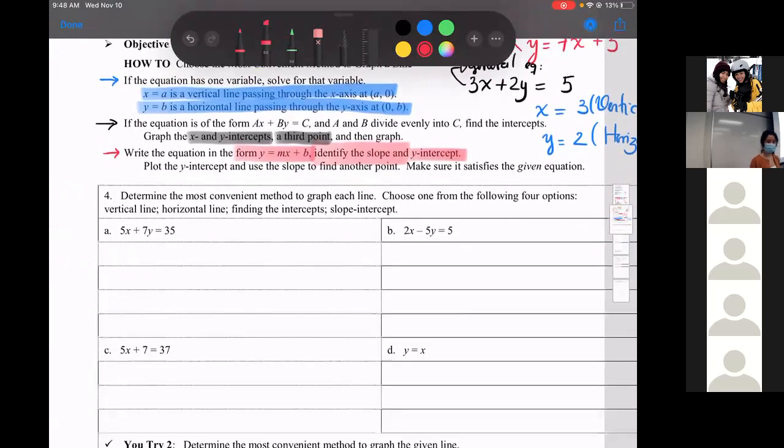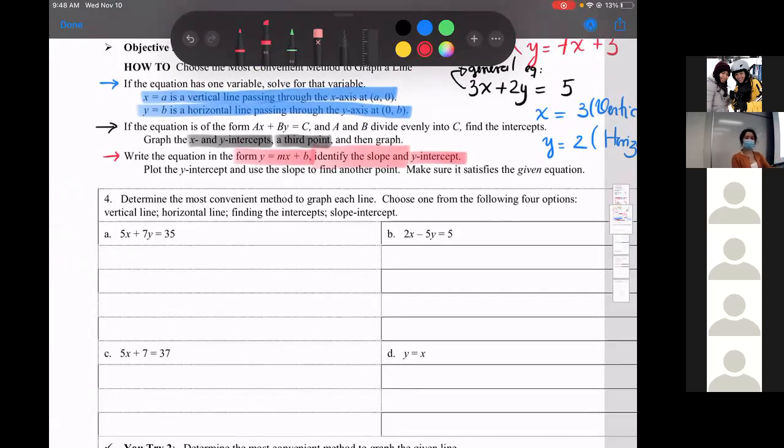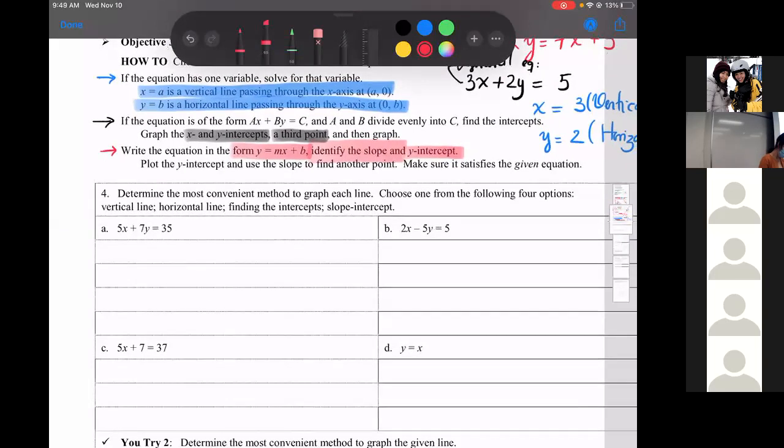Let's go into the examples. I'm gonna give you the problem and then you tell me what method you're gonna use. Determine the most convenient method to graph each line. Choose one from the following 4 options: vertical, horizontal, finding the intercepts, or slope-intercept. 4A, what do you think? Which method should I choose for 4A? The second one. Which is when A and B divide equally into C. Yeah. So you choose the x-intercept and y-intercept method.